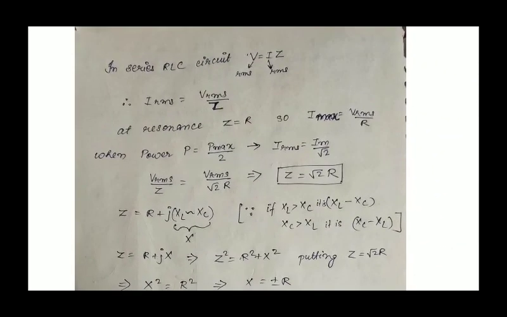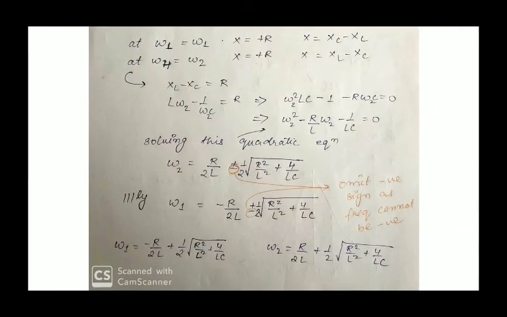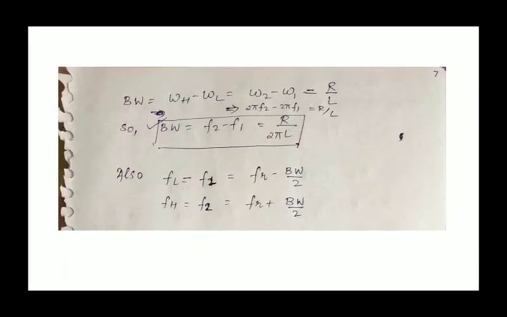So for the series RLC circuit, we will calculate the values of ωH and ωL, and then we can definitely find the bandwidth. The resultant bandwidth we got is R upon 2πL. And also from the previous figure, we can mention that FL equals the resonant frequency minus bandwidth by 2, and FH equals the resonant frequency plus bandwidth by 2.